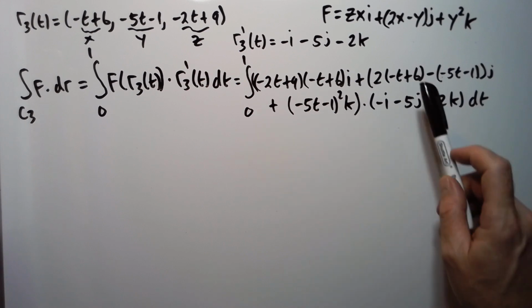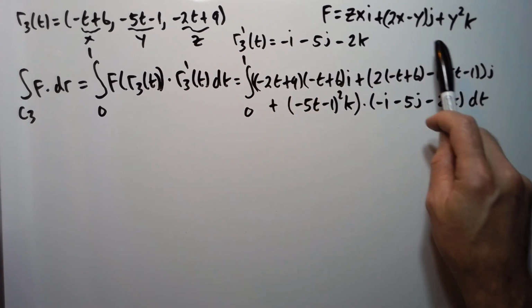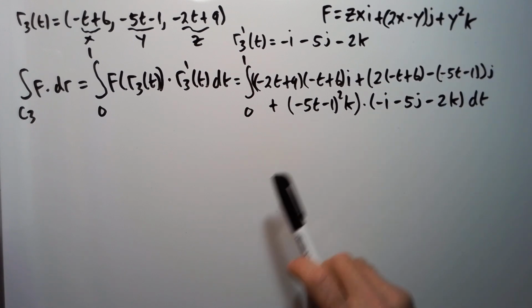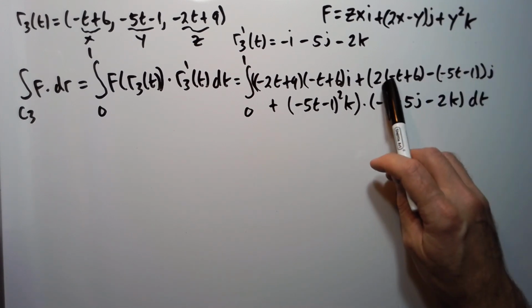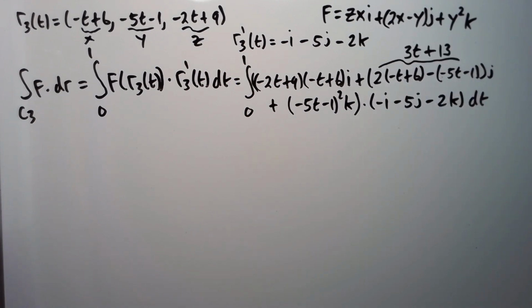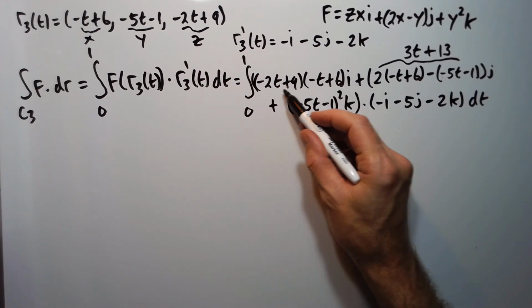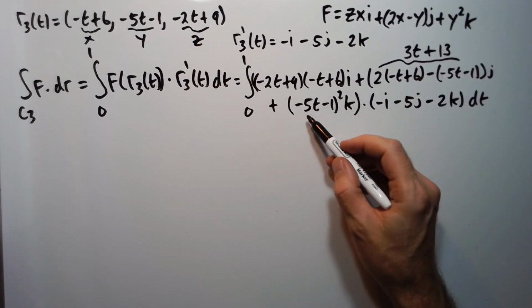So doing that we get this. Again it's z x plus 2x minus y plus y squared. Okay, so let's simplify this part here. I'll let you check, if you simplify the inside part, you should get 3t plus 13. So now we can dot these guys. It'll be negative 1 times this guy, negative 5 times this guy, negative 2 times this one. So let's do that.